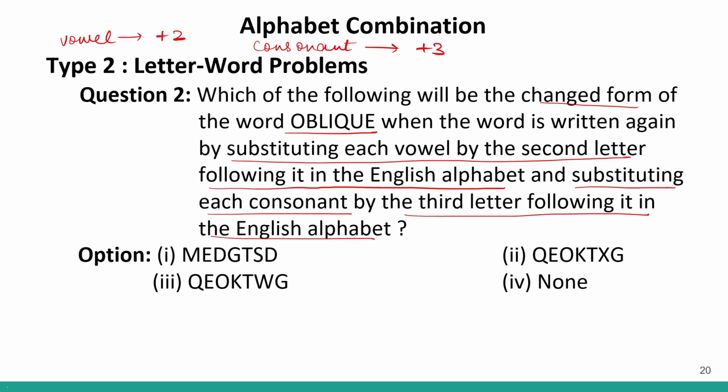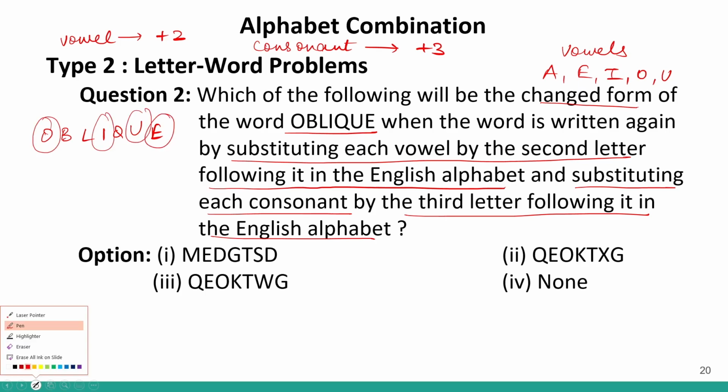Now if you look at the question, the word is oblique. What are the vowels? We have 5 vowels, right? A, E, I, O, U. These are your vowels. So in this particular word, how many vowels do we have? We have O, we have I, we have U and we have E. I am giving them forward ranks. So O is 15, B is 2, L is 12, I is 9, Q is 17, U is 21, E is 5. So vowels have to move 2 positions forward. So this will become 17, this will become 11, this will become 23 and this will become 7.